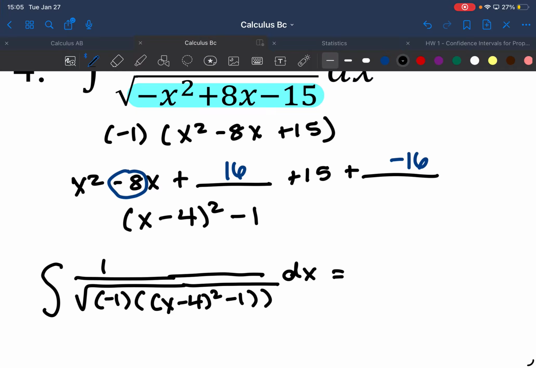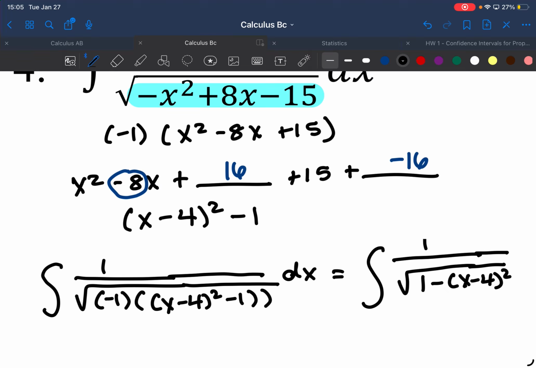Sine. So if you said sine, that's correct. Okay, so this is going to be the integral of 1 over the square root. And since I'm making that first term negative and the other term positive, I'm just going to switch them. So this is 1 minus x minus 4 squared. Everyone follow me how I went from the first step to the next step?